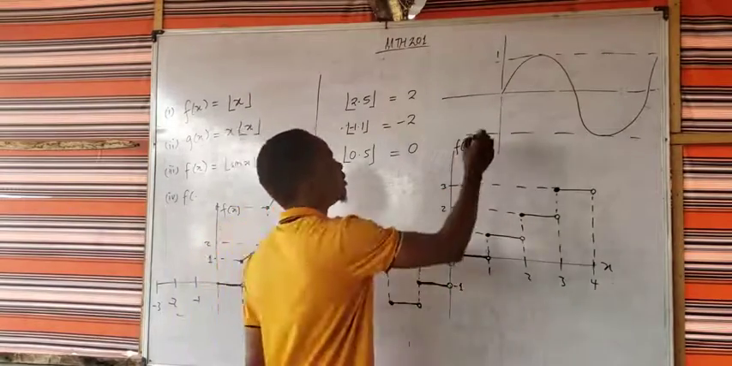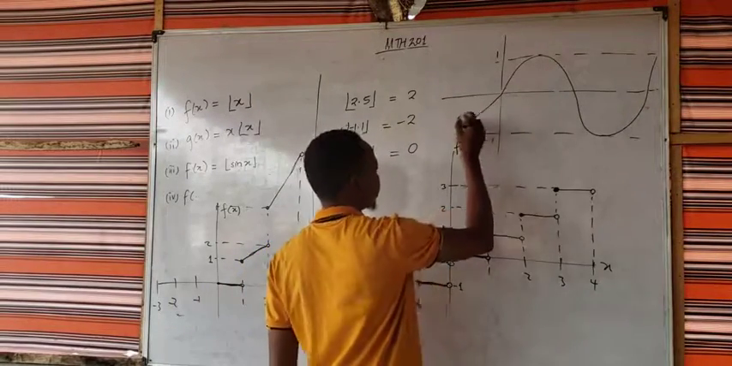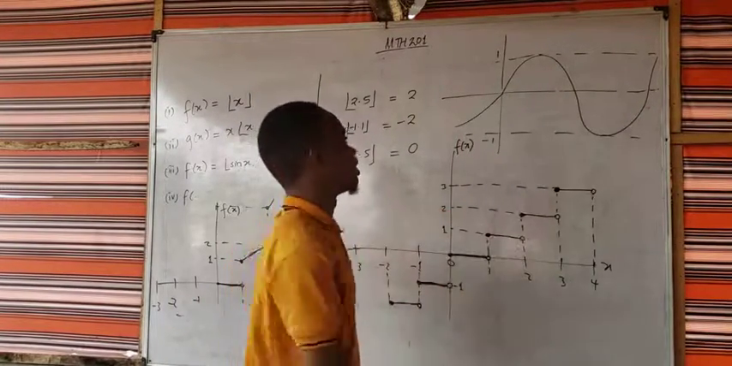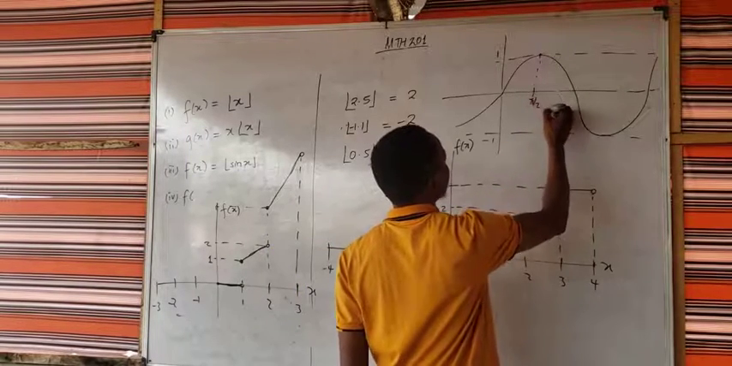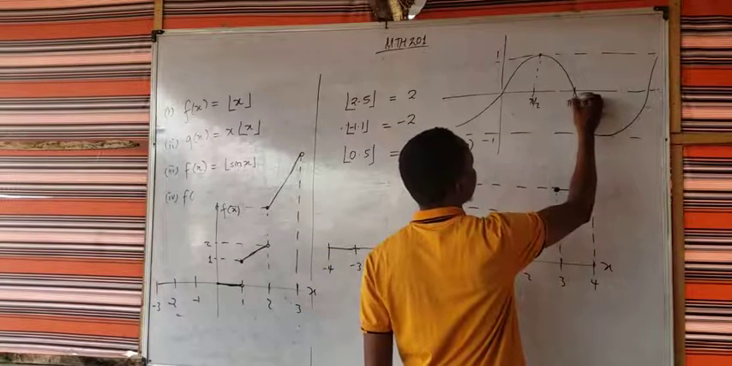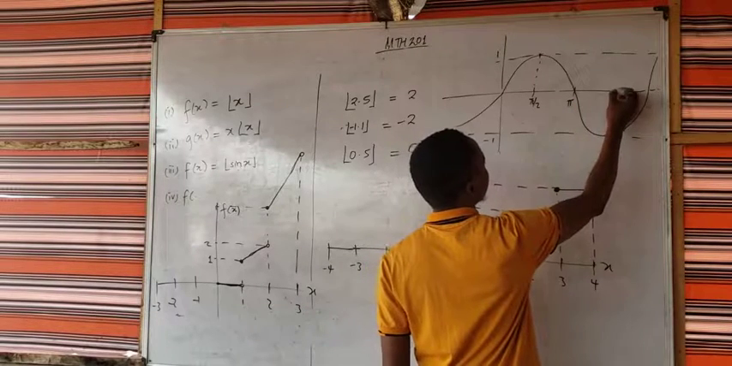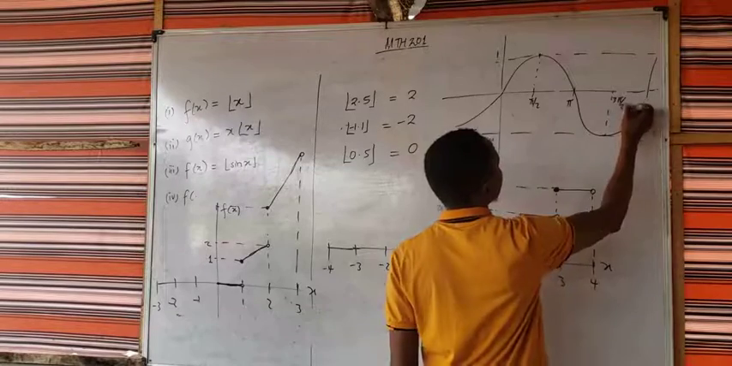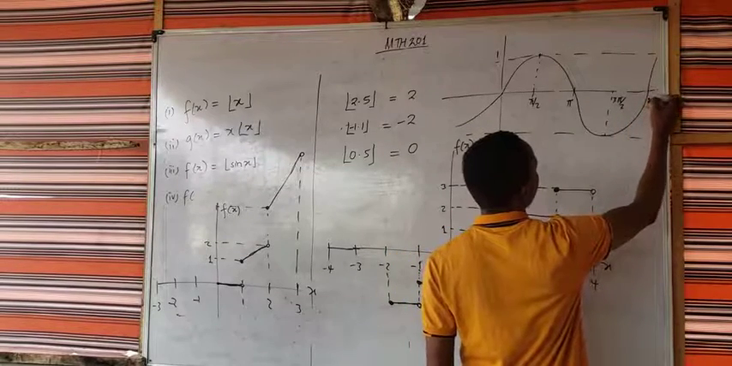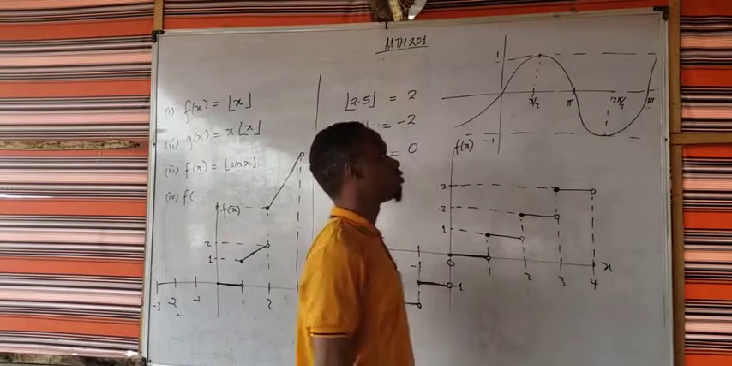Okay, so if you draw this graph and you want to get the behavior of this, don't forget that this is going to be 90, which is pi over 2. This is going to be 180, which is pi. And then this is going to be 270, which is 3 pi over 2. This is going to be 2 pi. Do you understand that? Just for you to understand the pattern.